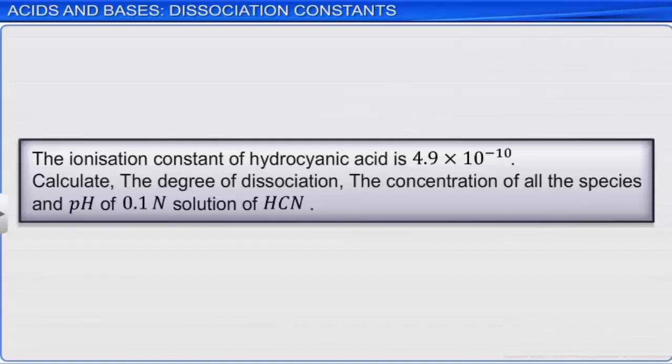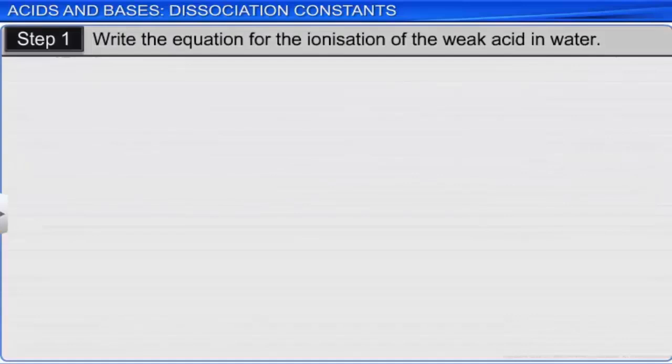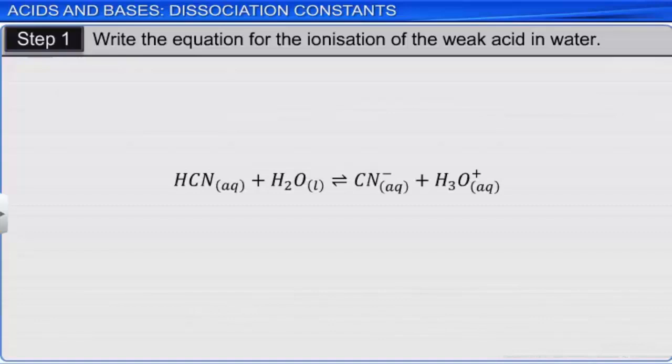The first step in solving this problem involves writing the equation for the ionization of a weak acid in water. The equation for the ionization of hydrocyanic acid in water is HCN aqueous plus H2O liquid in equilibrium with CN minus aqueous plus H3O plus aqueous.